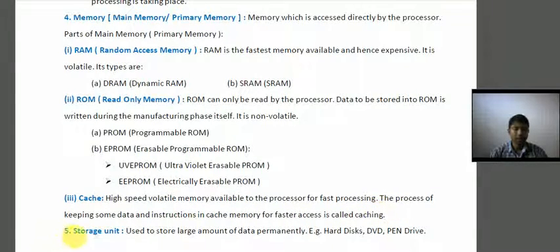Then the fifth one is the storage unit, used to store a large amount of data permanently. It is a non-volatile memory, and the examples are hard disk, DVD, pen drive. Here no current is required to keep the data, and the data is permanently saved in these things. Okay, so this is the first tutorial.